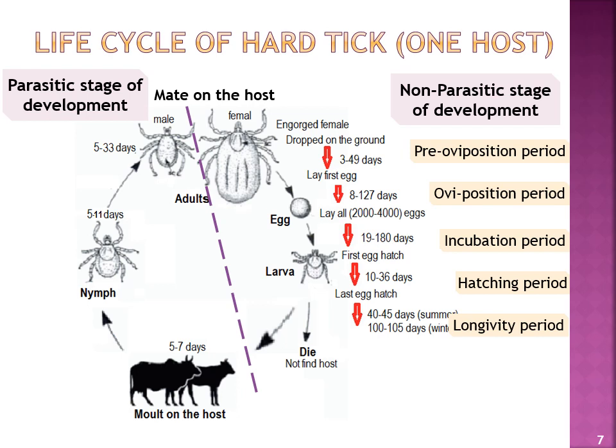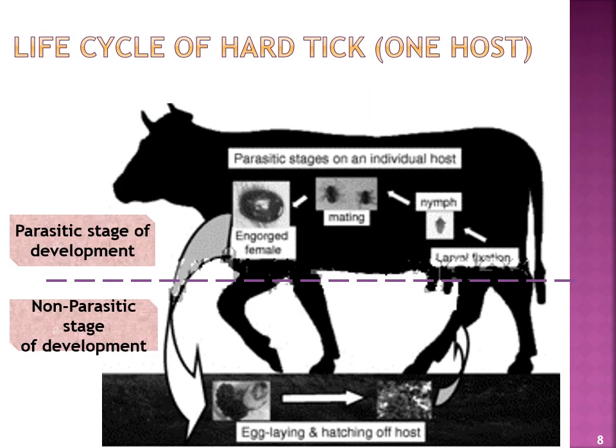And after 5 to about 30 days, the adult becomes mature and becomes male and female, starts mating on the host and starts the cycle again in a non-parasitic stage on the ground. So here we can say that the parasitic stage of development is usually on the host, starting from the larva, nymph and adult stage and mating, and the non-parasitic stage is usually in the environment.